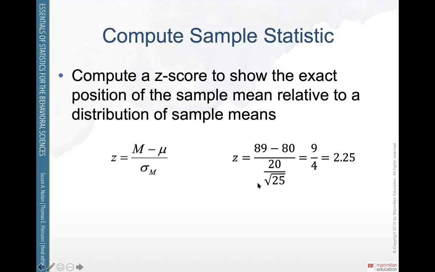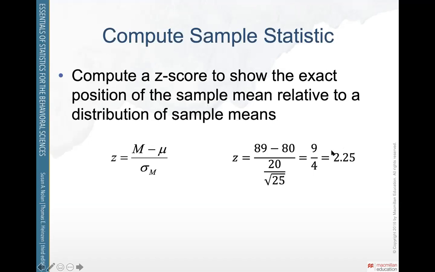So this whole thing, the standard error, once again, is the population standard deviation divided by the square root of the sample size. So 20 divided by the square root of 25 gives us 4. This 89 right here is the sample mean. This 80 right here is the population mean. When we crunched the numbers, we got our z-score of 2.25. The z-score corresponds to the sample mean of 89 right there.